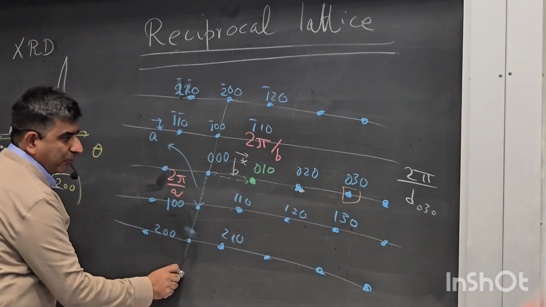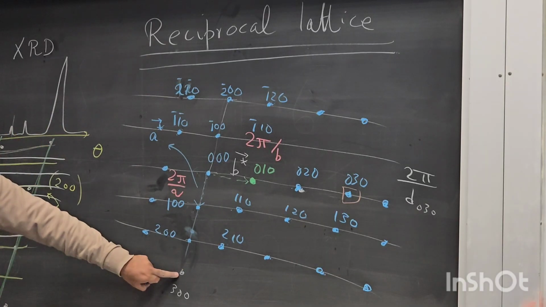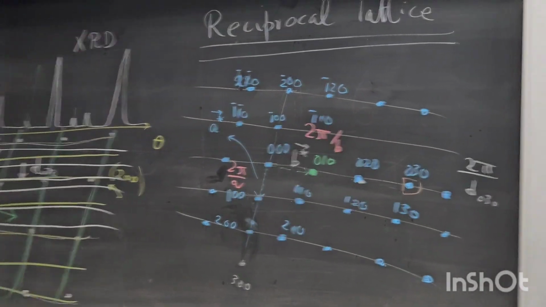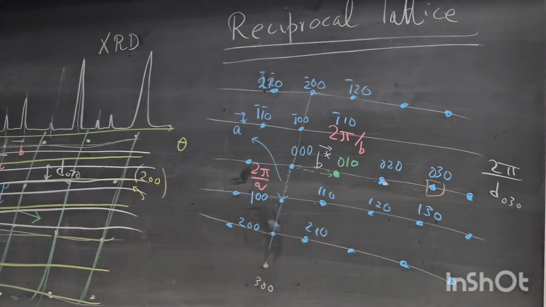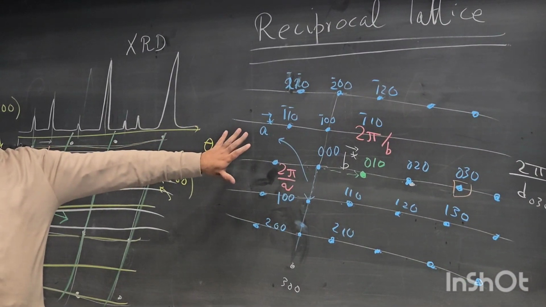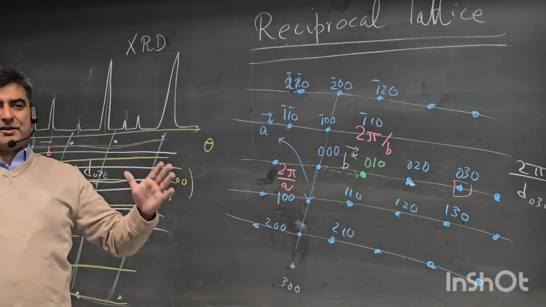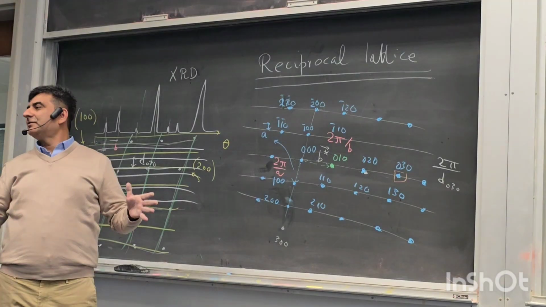ये वाला point, इस point की बात होगी 300. ठीक है यहाँ पे, ठीक है? So this is how the reciprocal space is built. And then you kind of move this into 3D as well. So you get 3 vectors, A star, B star and C star. And you generate the reciprocal lattice.